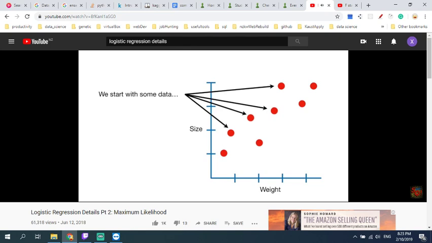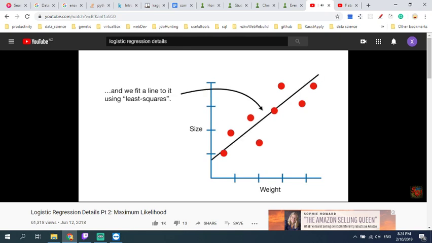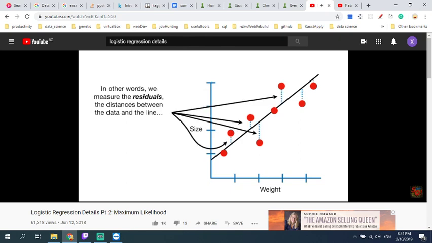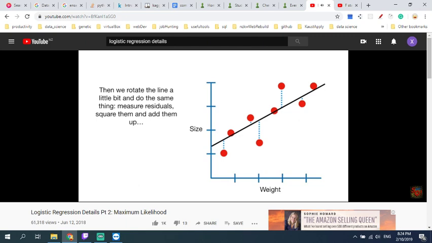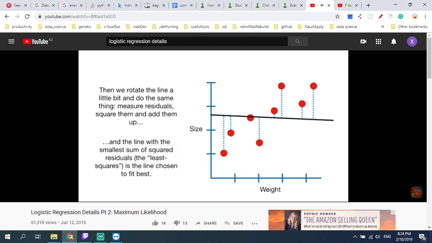We start with some data, and we fit a line to it using least squares. In other words, we measure the residuals, the distances between the data and the line, then square them so that negative values do not cancel out positive values, and then add them all up. Then we rotate the line a little bit and do the same thing. Measure the residuals, square them, and add them up. And the line with the smallest sum of squared residuals, the least squares, is the line chosen to fit best.